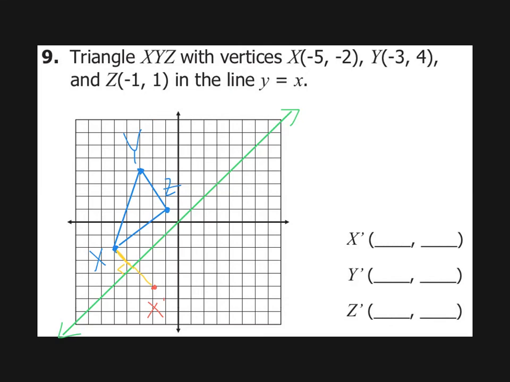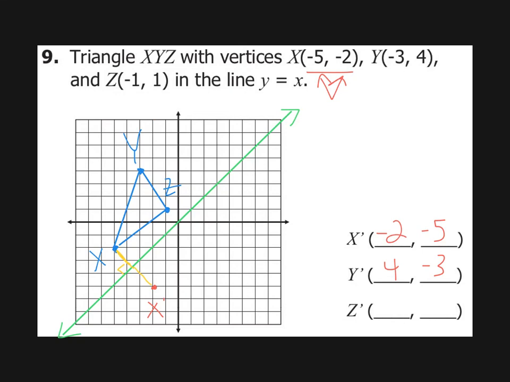Now I just want to take a look at those coordinates. Originally, X was at -5, -2. Now, X prime is at -2, -5. So what has happened is the coordinates switched spaces. I wonder if that keeps working. Is Y going to be at 4, -3?